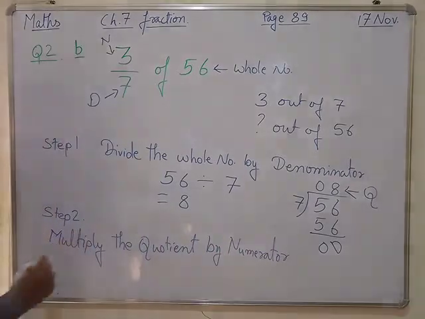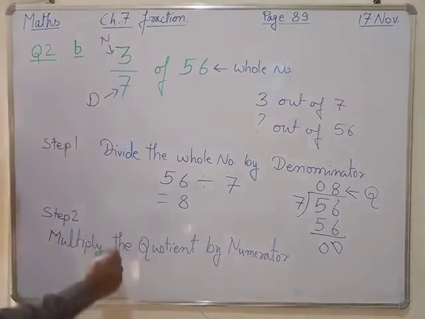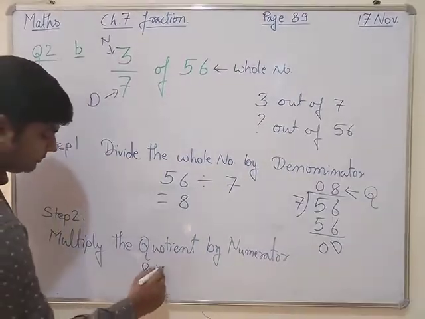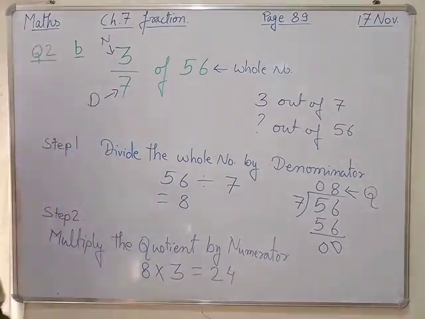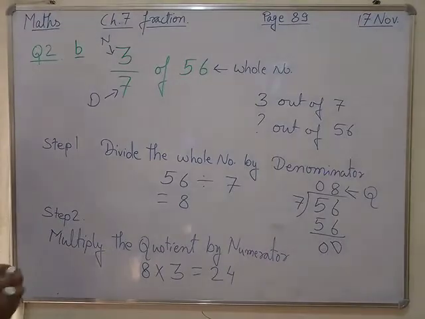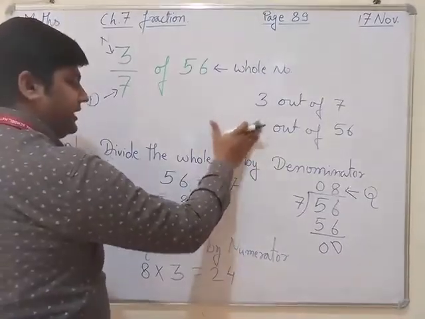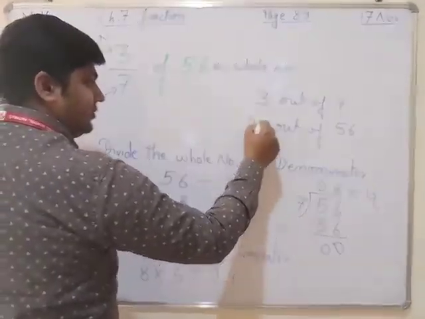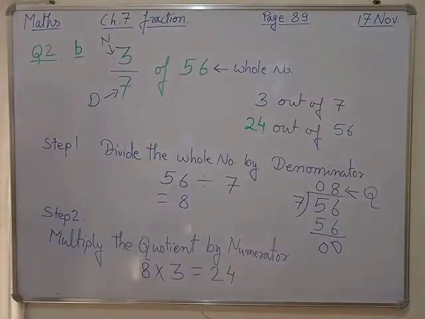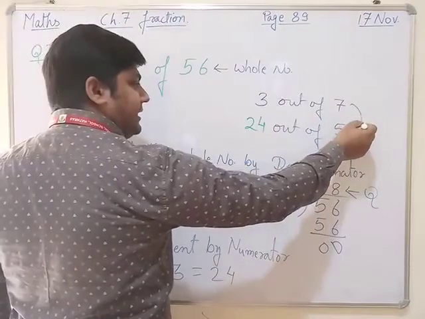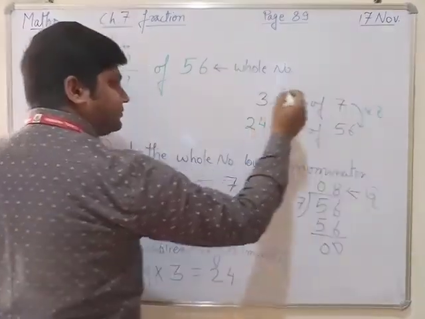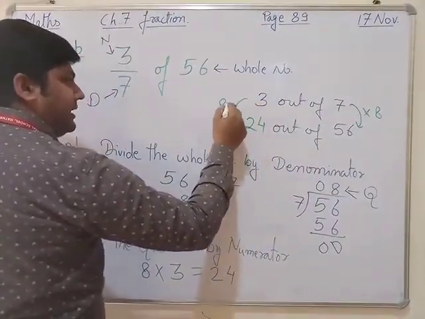अब ये जो क्वेश्चन आया है इसको आपको न्यूमरेटर से मल्टीप्लाई करना है. Then 8 multiply by 3 and this will be 24. So you will take out of 56. How many balls you have to take out? 24 out of 56. अगर आपने यहां पे 8 का मल्टीप्लाई करके 56 ले आए हो तो यहां भी 8 का ही मल्टीप्लाई करना है.